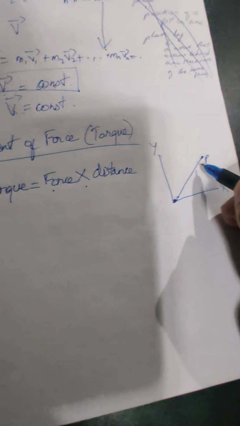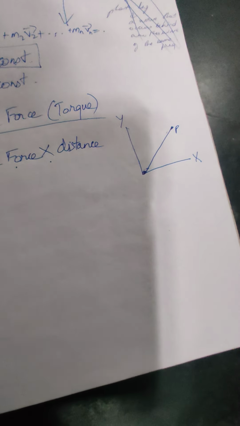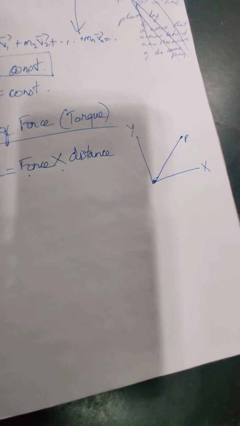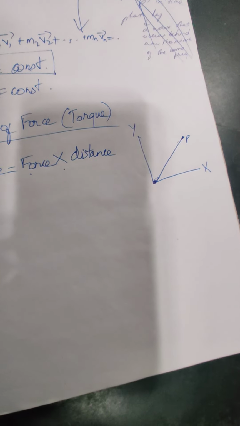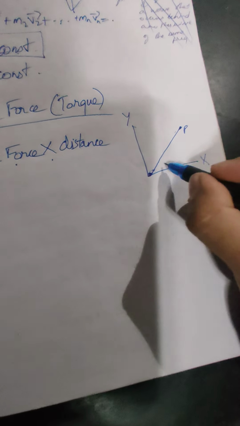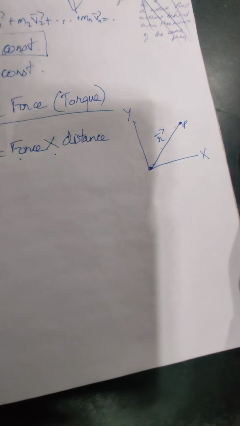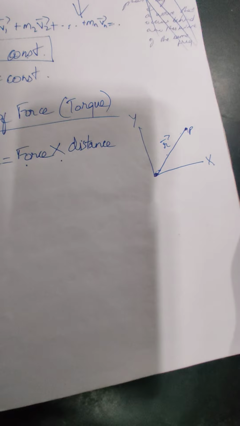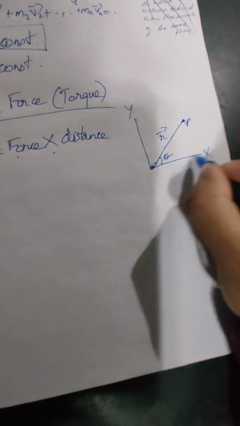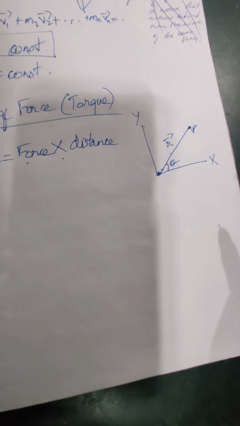So what will be the perpendicular distance? Consider a particle in an xy plane, at the point P, whose position vector is r vector. The position vector makes an angle theta with the x axis. And what will be the perpendicular distance?